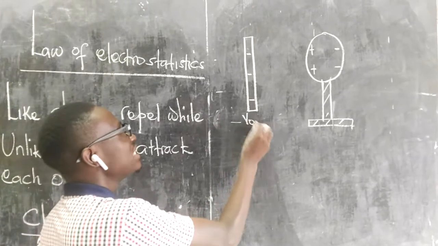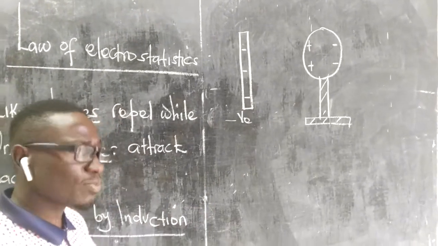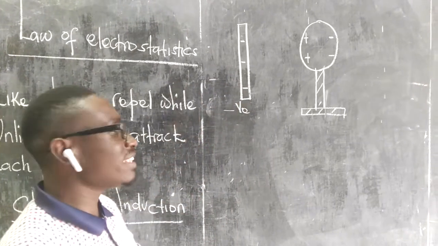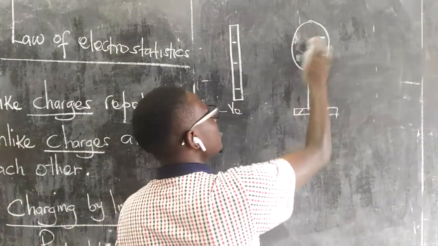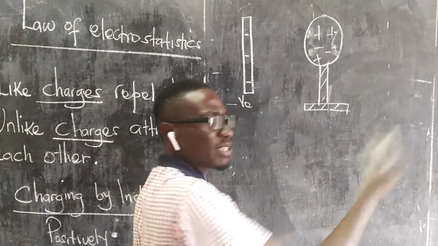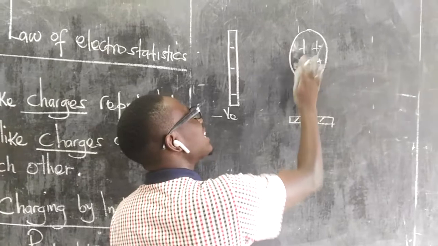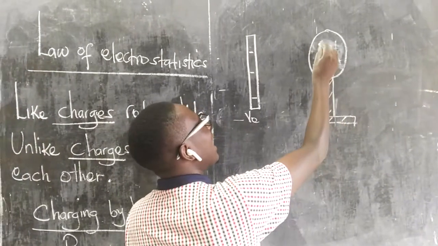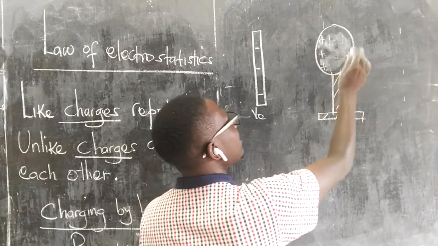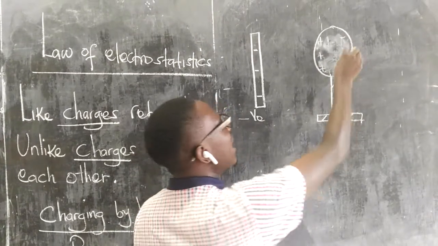This rod should be negative. If you want to charge it positively, you should bring a negatively charged rod. Now, when you bring a negatively charged rod, remember initially, the charges were like this. They are just mixed up. So when you bring a negatively charged rod, then you will have positive charges coming here and negative charges pushed away. Why are they pushed away?